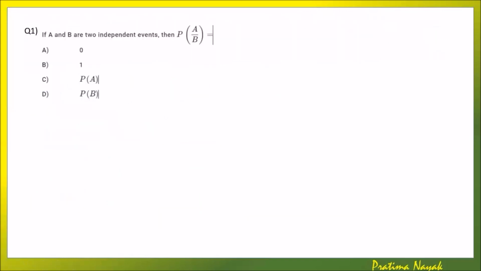Now coming to some objective questions asked in different examinations. A and B are two independent events. Then what will be P(A given B)? This is simply P(A). We have already discussed this earlier. So what is the answer? The answer will be C.